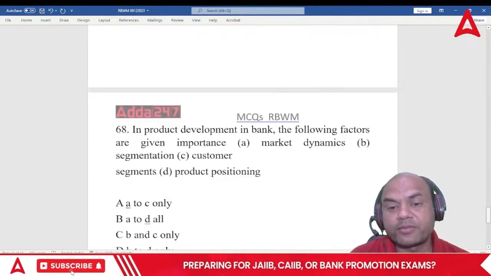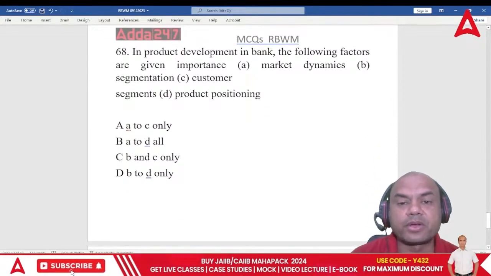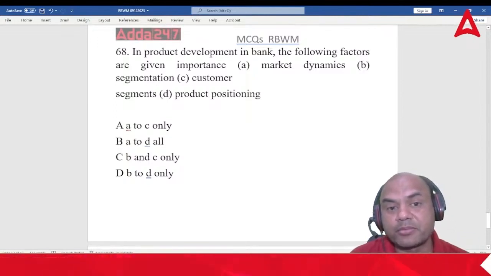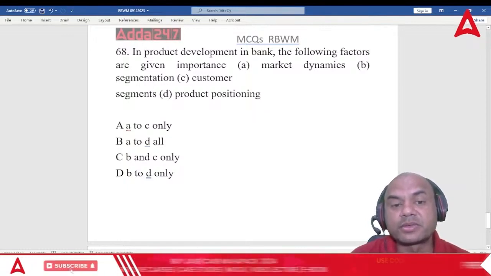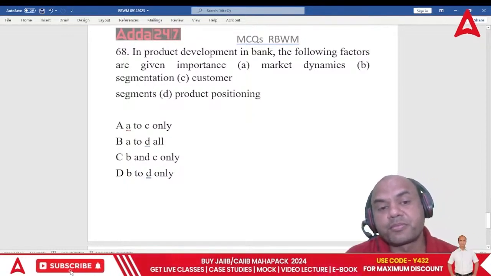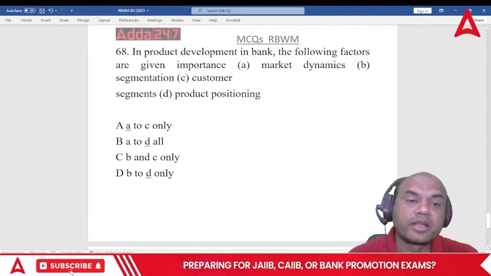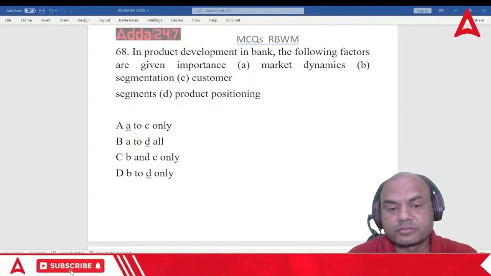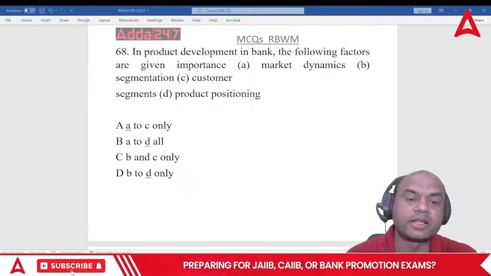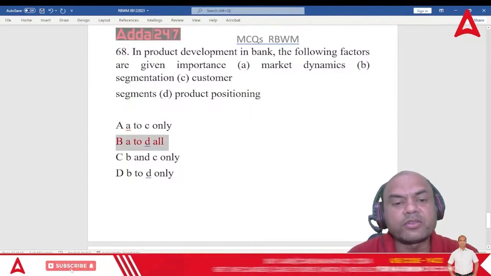And last one for today. In product development in banks, the following factors are given importance. Market, now look at this, the question is same, but look at the factors: market dynamics, segmentation, customer segments and product positioning. So our question is same, but the factors are different. Again, the options are same. Think over it. What can be the answers? Again, common answer, right? A to D all. Because all the factors are important.